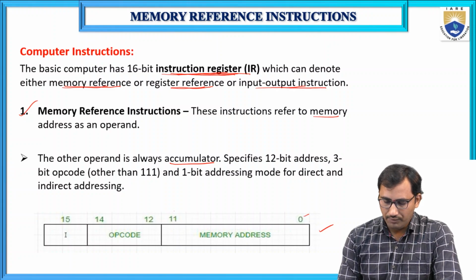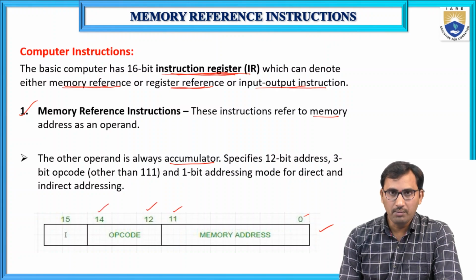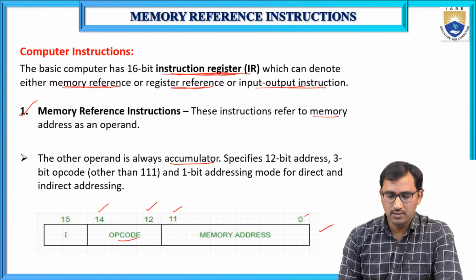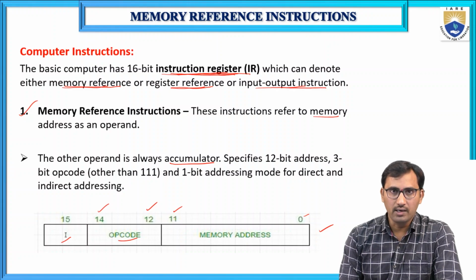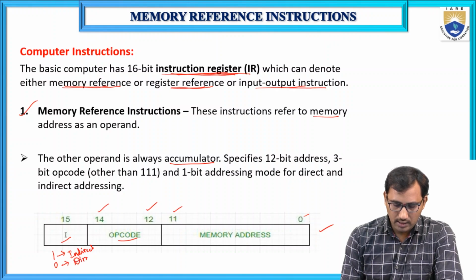Bits 0 to 11 represent the memory address, in order to get the operand. Bits 12 to 14 represent the opcode. Opcode means operation code; it specifies what type of operation has to be performed. The 15th bit specifies whether the instruction has a direct address or an indirect address. If I is equal to 1, it is an indirect address. If I is equal to 0, it is a direct address.